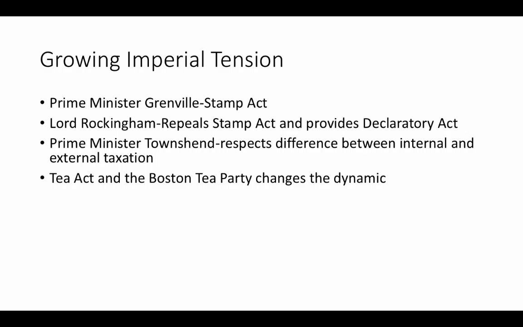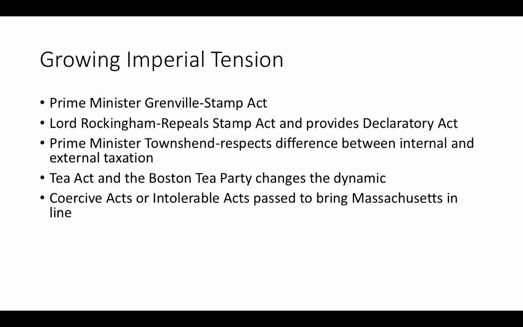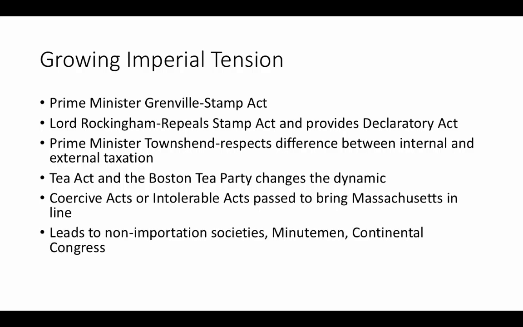Well, even after Townshend attempts to do the external taxation, the Patriots still respond. They respond with the Boston Tea Party, and that completely changes the dynamic of how this was taking place. So that eventually leads into the Coercive Acts, or the Intolerable Acts, which were passed in order to bring Massachusetts into line. And this was then reacted to by the American Patriots through non-importation societies, the creation of the Minutemen, and the Continental Congress.